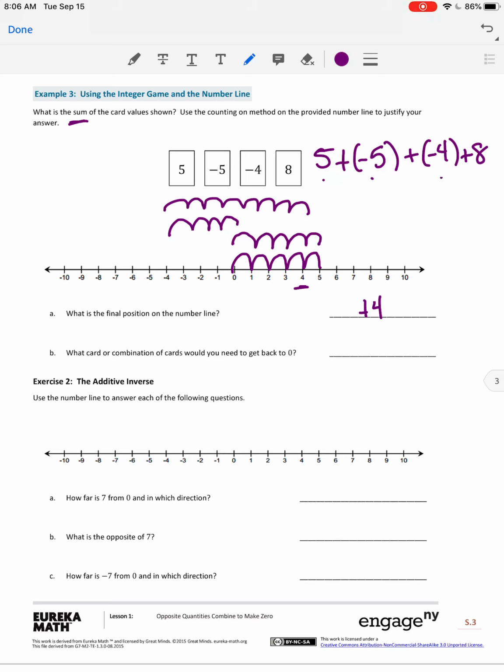So if I end at +4, and the goal of the integer game is to get back to 0, what card or cards would I have to draw from the pile to go from +4 back to 0? Take a second, the video will pause, and enter your best guess.